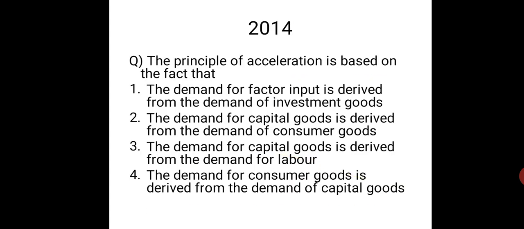That is, demand for capital goods is derived from demand for consumers. So everything looks same. So you need to understand that when there is a change in consumer goods, how much of change is happening in capital goods. That means how much of change is happening in consumption, how much of change is being brought about in investment is shown in accelerator. So the option has to be 2.